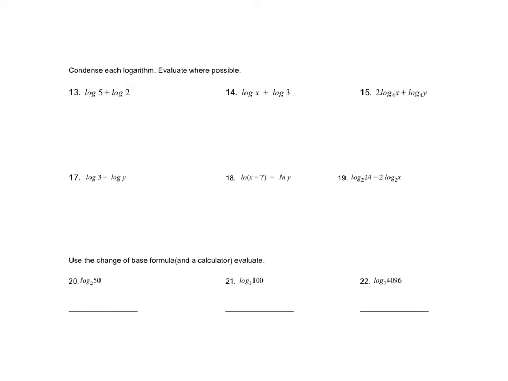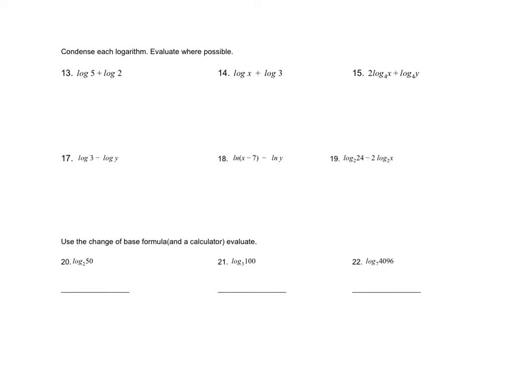Condense each logarithm. All right, so now we're going backwards. So to condense, we're going to go ahead and make it 1 log. So this is going to be log 10. We can evaluate this if we write equals x, remembering that our base is 10. 10 to what power gives us 10? That's going to be 1.